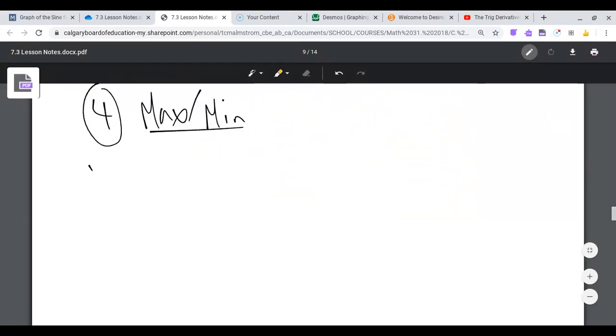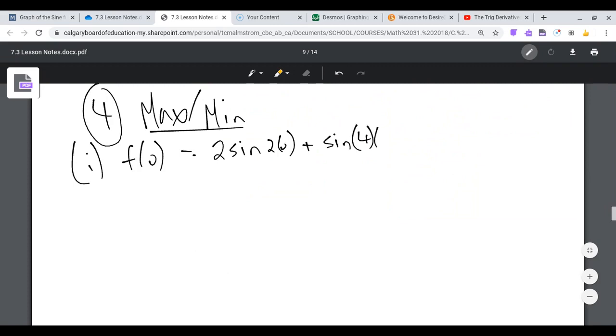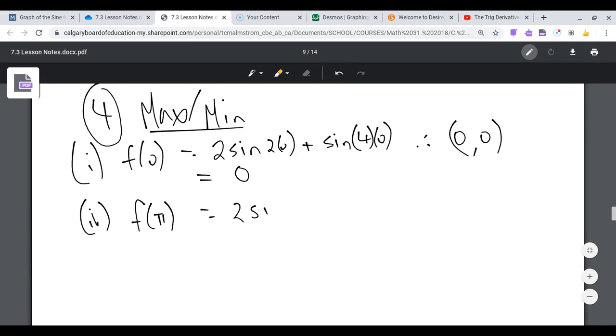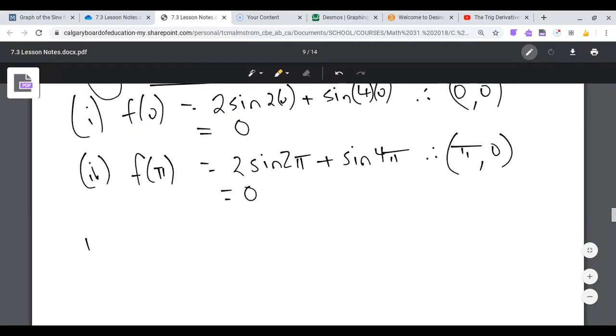So let's do the endpoints first. If I evaluate f of 0, I'm going to get 2 sine 2 times 0 plus sine of 4 times 0. So sine of 0 is 0, so that just equals 0. That was easy. And then the second one I'm going to look at is f of pi. So 2 sine 2 pi plus sine of 4 pi. Again, at 2 pi and 4 pi, the y value is 0. So this is equal to 0 as well. So I have the point pi and 0. And then I'm going to do my critical numbers.